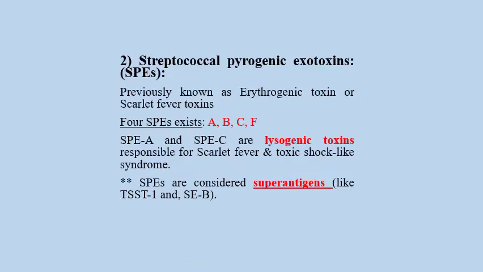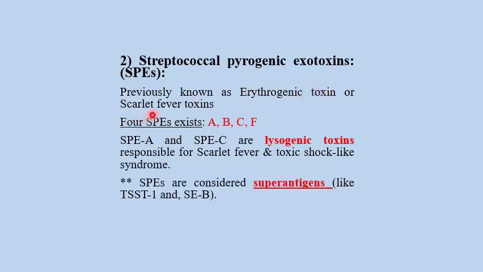Number 2, streptococcal pyrogenic exotoxins. Previously known as erythrogenic toxin because they caused the disease scarlet fever, where scarlet fever causes red rashes on the skin. So it was first known as erythrogenic, معناها انها بتعمل erythema يعني redness of the skin. Or it was called scarlet fever toxin اللي هو مرض ايه؟ الحمى القرمزية.